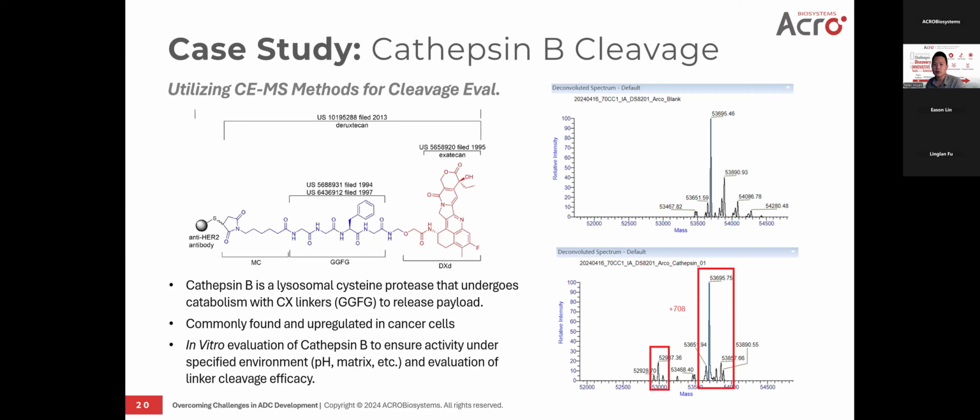The ADC DAR value was assessed by LCMS before the cathepsin B digestion, and after it we observe some loss of payload. So in this experiment, in conclusion, the ADC has very low cleavage efficacy. This gives us an example of how to evaluate linker efficacy in vitro, and it can possibly predict a similar result in vivo.